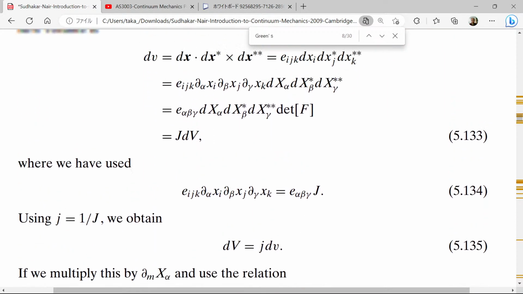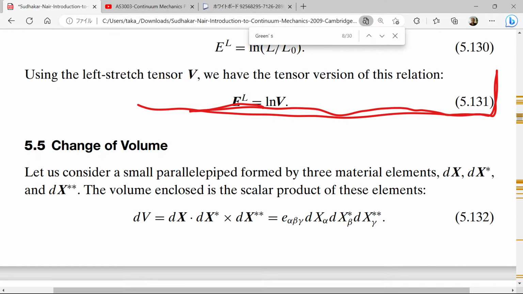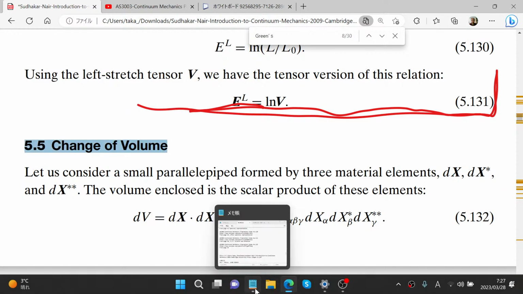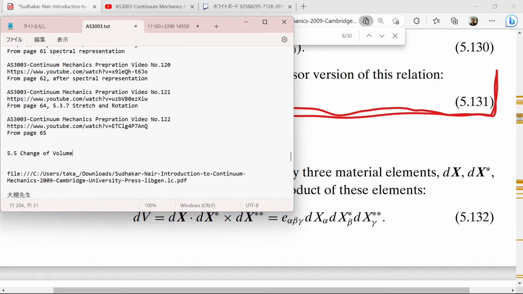But let me stop it here today. So we will continue from 5.5, change of volume, next time. So this one we try next time.